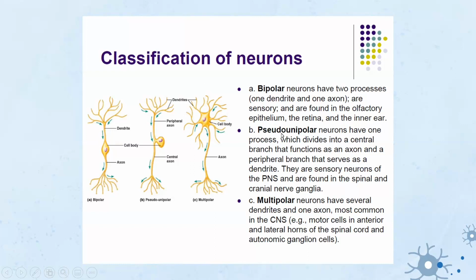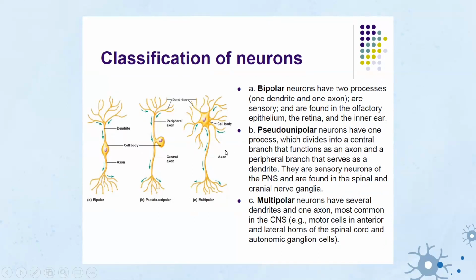The second type of neurons in the anatomical classification is the pseudo-unipolar neurons. They have one process which divides into a central branch that functions as an axon and a peripheral branch that serves as a dendrite. So they have only one process. If you can see, this is one whole process. However, it divides into a branch that functions as an axon.